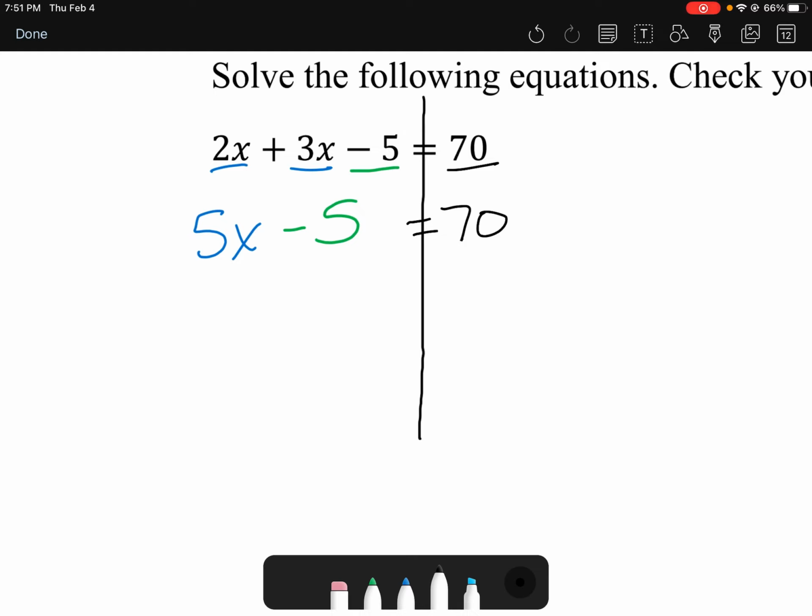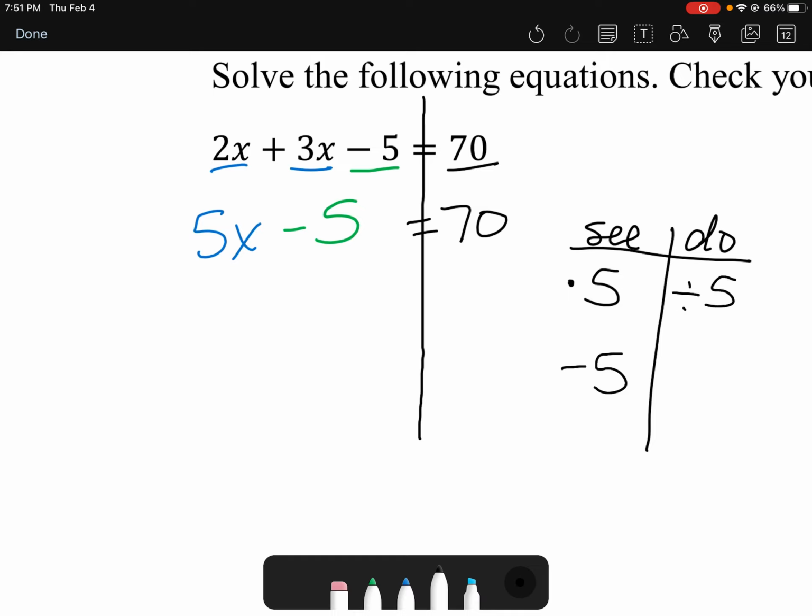Now that I combined all my like terms, I have a 2-step equation. I can go ahead and start solving it. I'll start by doing my C-do table. So the first thing I'm doing is I have 5 times x, so I'm multiplying by 5. And then after that, I am subtracting 5. On the do side, I do need to put their inverse operations. So instead of multiplying by 5, I'm going to divide by 5. And instead of subtracting 5, I'll add 5.